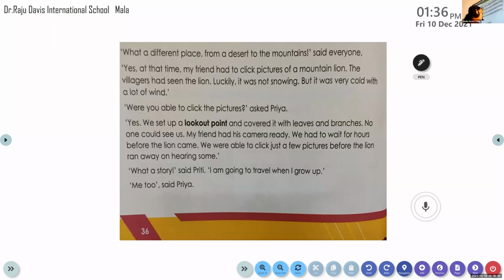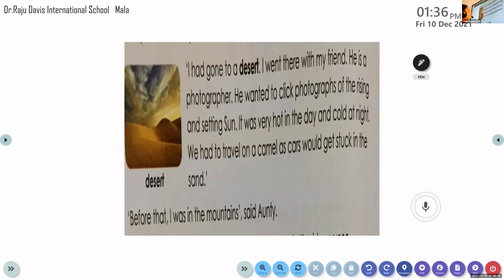Now, as we all know, before coming to the girls' house, Ravina auntie was at the desert. And after telling the girls the story about her experience at the desert, she said that before that, she was in the mountains. What is the difference between a desert and a mountain? What is a mountain? Yes, Shri, what is a mountain? A small hill is called a mountain.